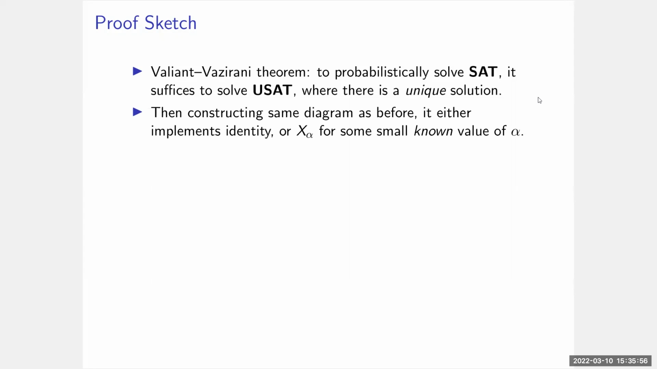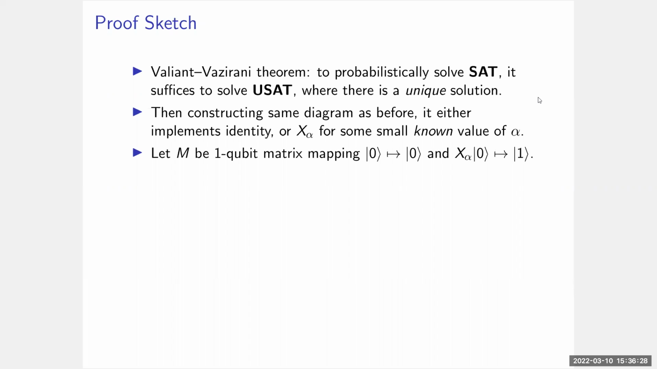So this means, for us, it suffices to just be able to deal with these SAT instances that have a unique solution. So given such a Boolean formula, we construct the same diagram as before. This diagram implements an X alpha rotation or an identity, because if there are no solutions, it just implements identity. Or if there's a unique solution, it now implements X alpha, but crucially, we now know what this value of alpha is, because it's just the value of alpha associated to a unique solution.